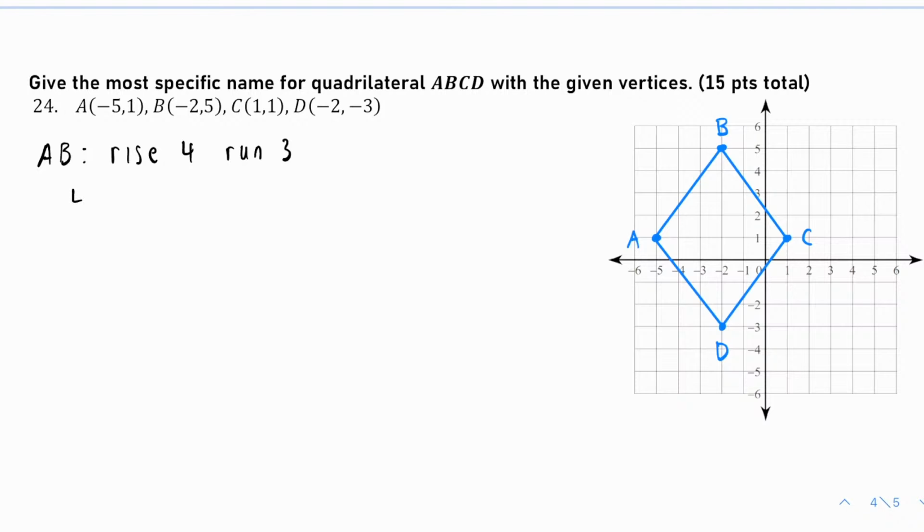So the slope is just 4 over 3, that's rise over run. And the length is going to be the square root of 4 squared plus 3 squared. I could just do that in my calculator from there, honestly. You end up getting a length of 5.